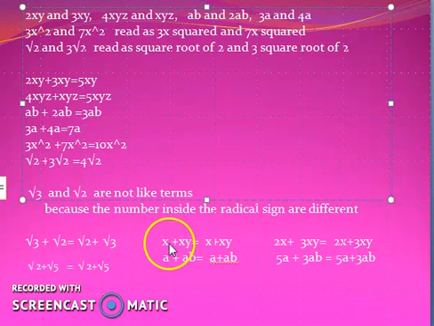The same thing here, x plus xy. They are not the same variables, so we cannot combine x and xy together. Instead, we are going to separate them with the plus sign. Same thing with a plus ab is equal to a plus ab. 2x plus 3xy, 2x plus 3xy. 5a plus 3ab is still the same. So 5a plus 3ab.